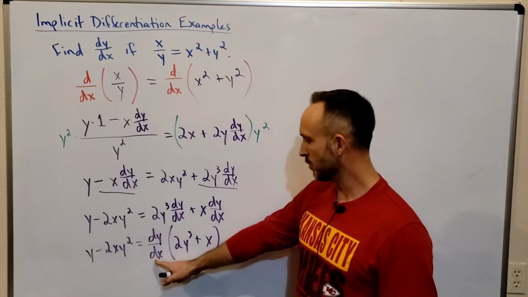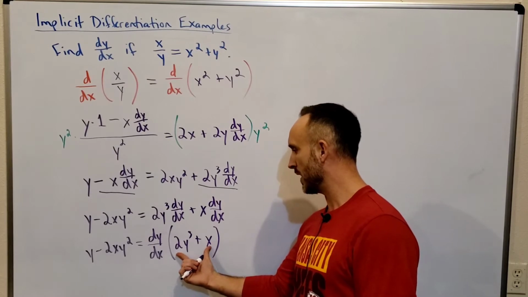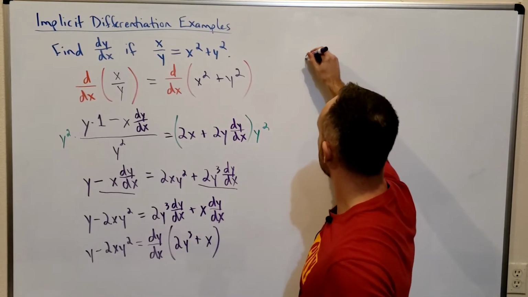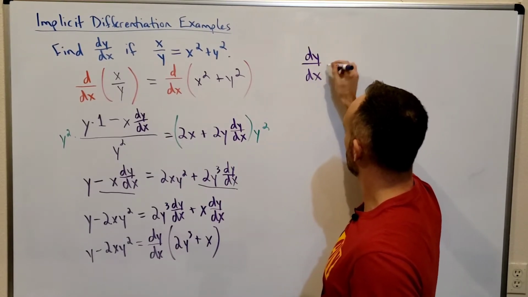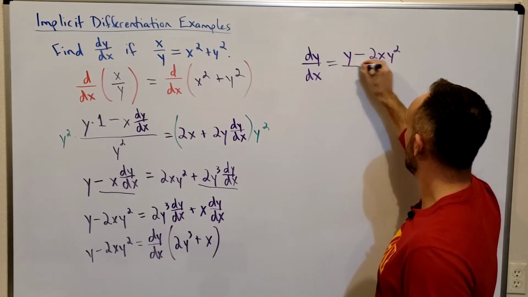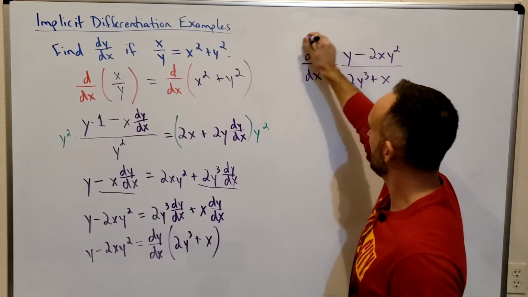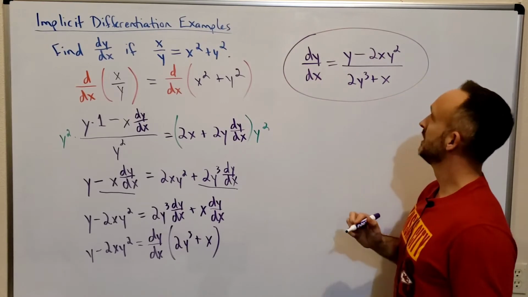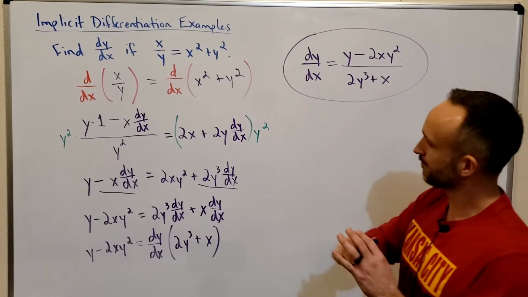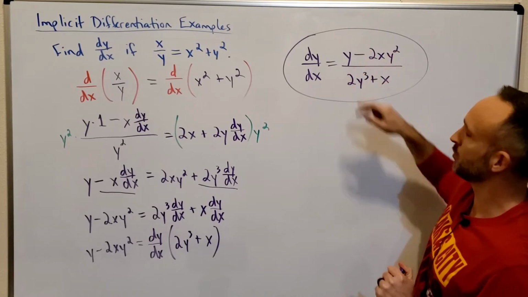And finally, to get dy dx by itself, I can divide both sides by the factor of 2y cubed plus x to cancel on the right side and have it on the left side. So we see that dy dx ultimately ends up being y minus 2xy squared over 2y cubed plus x. And that's all we were asked to do in this problem. This is a formula that will allow us to find the slope of the tangent line to this original curve if we plug in an ordered pair x and y value, okay?